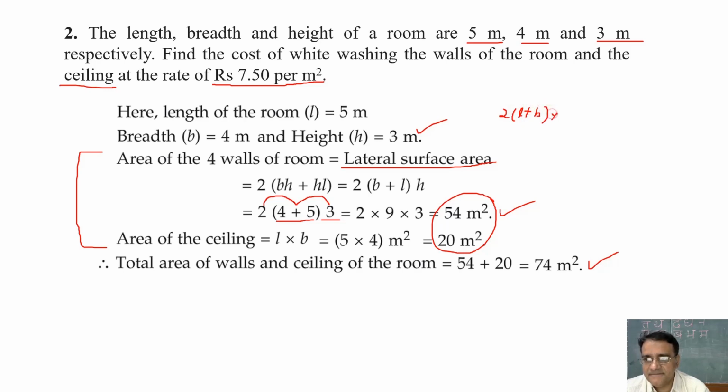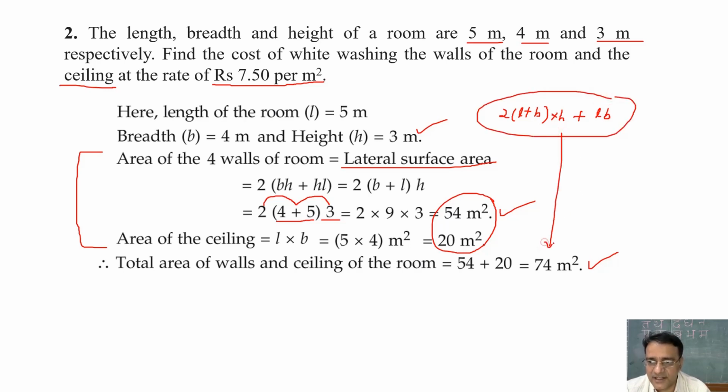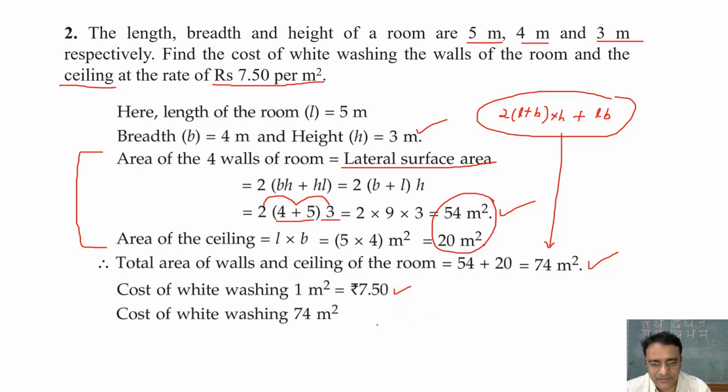This is LSA plus area of top. Area of top is L into B. ये फॉर्मूला डायरेक्ट यूज करके 74 ला सकते हैं. If you use it, you will get directly 74. Okay, now cost of 1 meter square is given 7.50 rupees. So total cost will be 74 into 7.50. So if you multiply you will get 555 rupees.